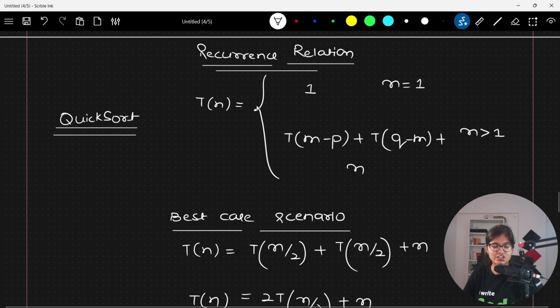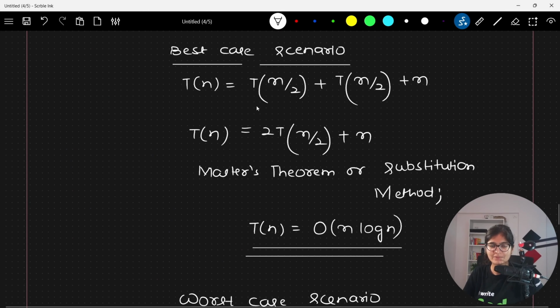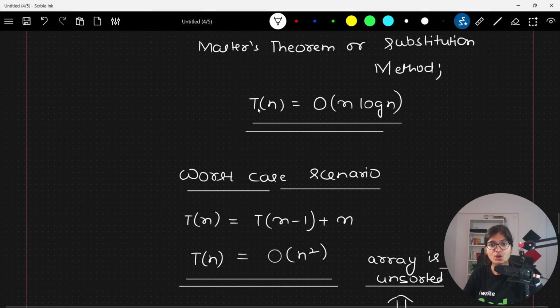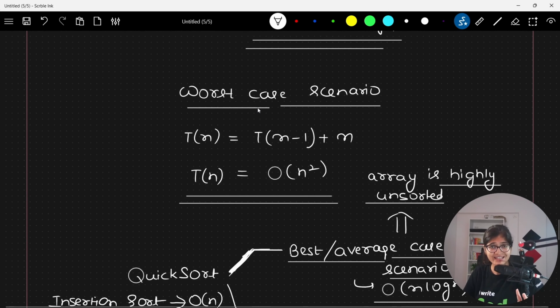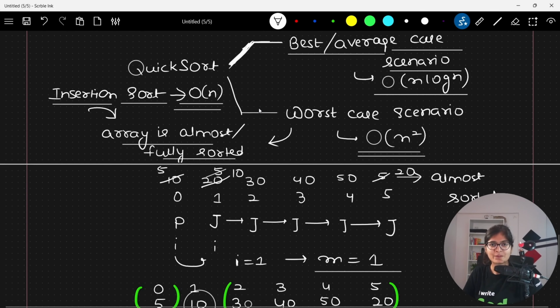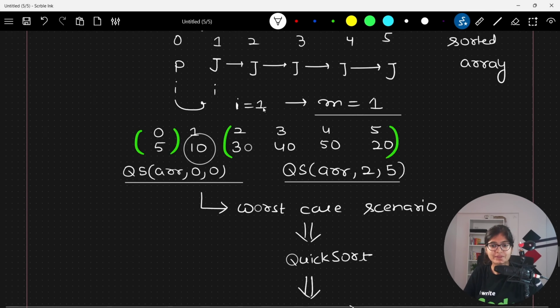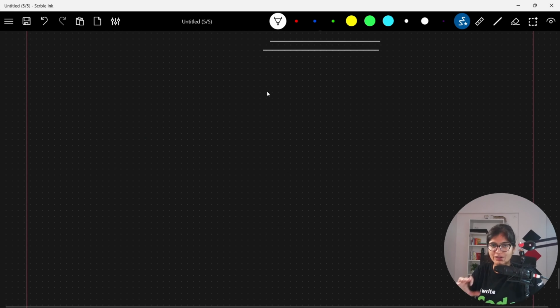In this recurrence relation, we had a great talk about what the best case and the worst case scenario for the QuickSort algorithm are and when they will happen. So the best case will happen when the array is highly unsorted, and the worst case will happen when the array is highly sorted, right?